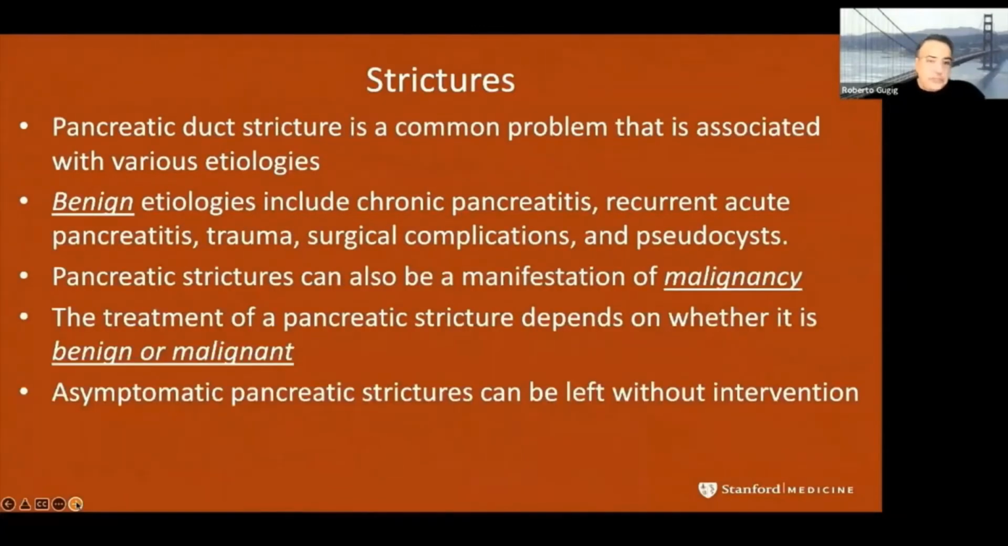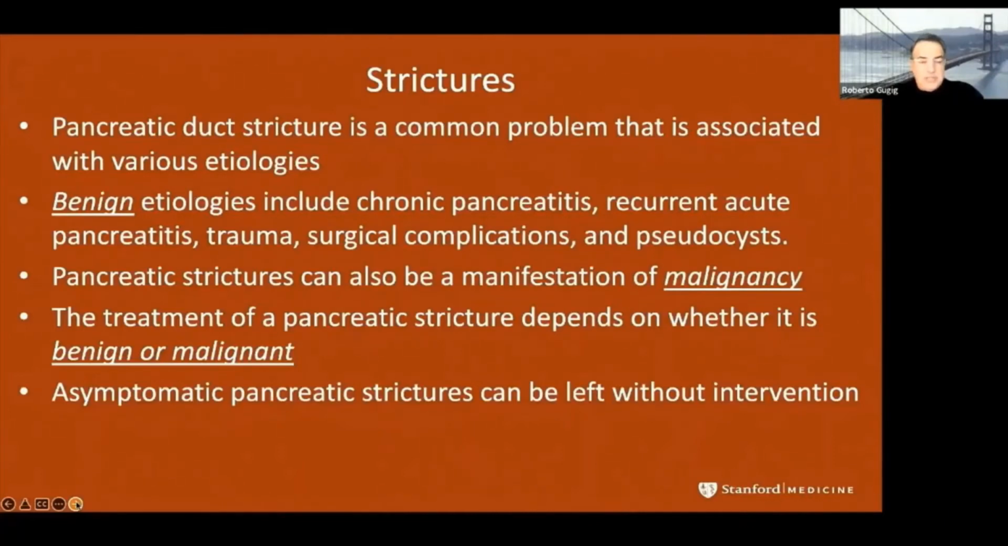So let's talk about strictures. It's a common problem. You can see them with benign or malignant etiologies. Benign etiologies, which is what I see the most, are usually chronic pancreatitis, recurrent pancreatitis, trauma, surgical complications. Malignancies I sometimes see, although I don't see adenocarcinoma in pediatrics. I've seen 1 or 2 in my life, but I do see pancreatoblastomas, pseudopapillary tumors, neuroendocrine tumors, lymphoma. Those I see, but not adenocarcinomas.